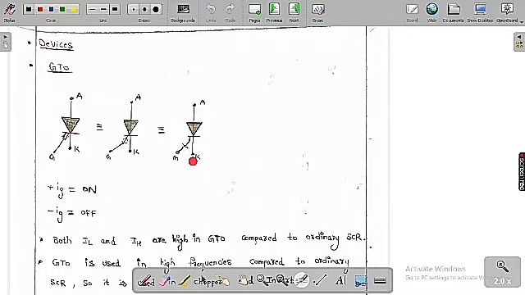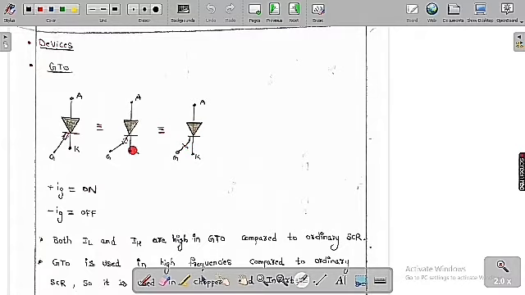And the gate. We can write it in another fashion also, like two arrows, or you can draw it like this also. These three represent the same figure. Some textbooks give the symbols like this also, but generally these three symbols are the same for GTO.